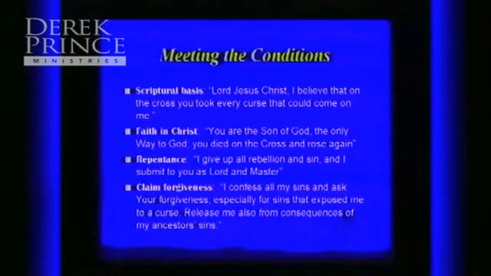The scriptural basis, these words: Lord Jesus Christ, I believe that on the cross you took every curse that could come upon me. Then, establishing faith in Christ and His sacrifice: You are the Son of God, the only way to God. You died on the cross and rose again. Third step, repentance: I give up all rebellion and sin, and I submit to you as Lord and Master.